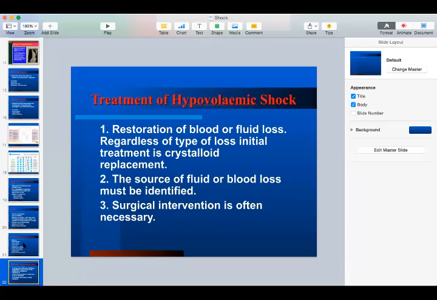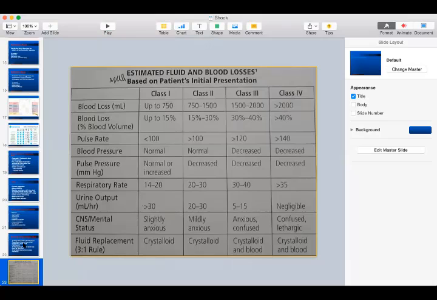Now, how to estimate the amount of blood that needs to be given according to the amount that has been lost can be classified into four categories by different parameters. If you're looking at this table on top, we have the amount of blood that has been lost in milliliters. In class 1, up to 750 ml of blood loss, the percentage is up to 15%.